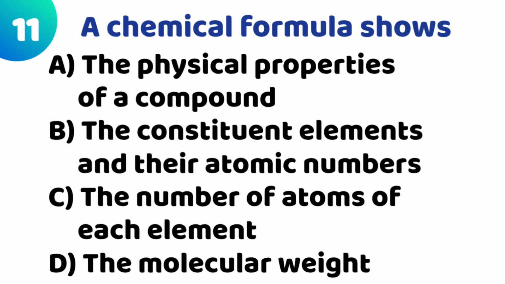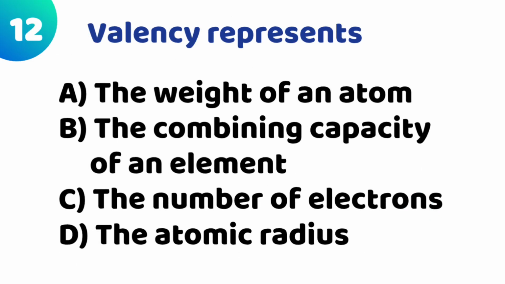11th case. A chemical formula shows option A, the physical properties of a compound, option B, the constituent elements and their atomic numbers, option C, the number of atoms of each element, option D, the molecular weight. The correct answer is option C, the number of atoms of each element.